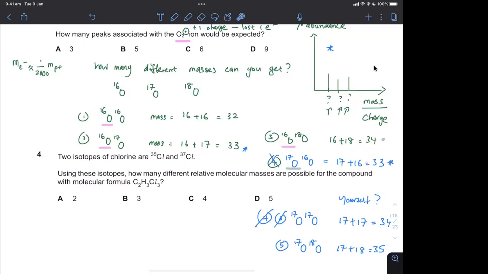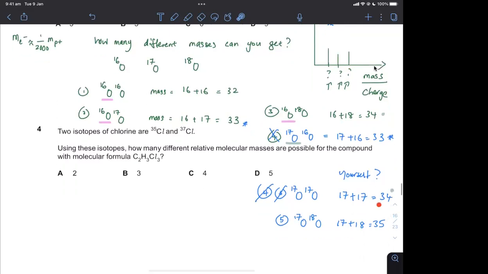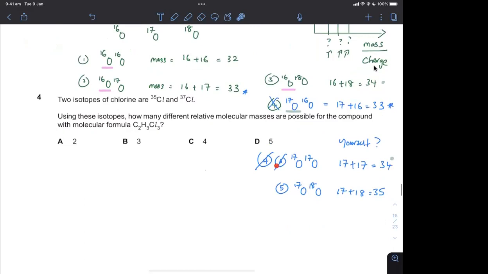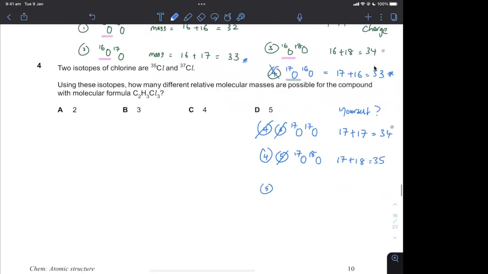So I see only 1 peak for 34. So I don't count this as my 4th one. I count this as my 4th one. And you keep on continuing. I've done all 3, where it's oxygen 17 on the left-hand side. So I'm ready to move on to the last 3 combinations.